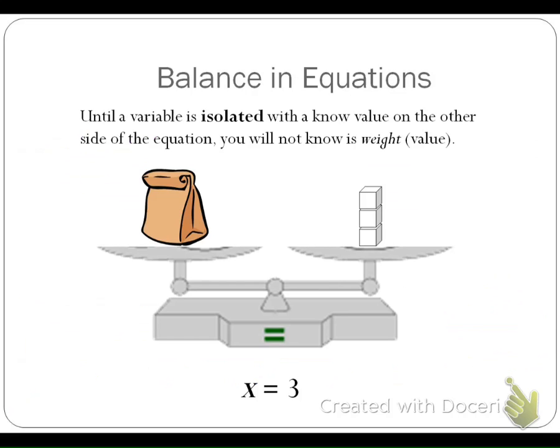Until a variable is isolated with the known value on the other side, you won't know its weight. If you're thinking of a scale, you see on the scale how we have our variable on the left and some blocks on the right. We know how much the blocks are. They're 1 each. So in this case, our variable x is equal to 3. We know its value.